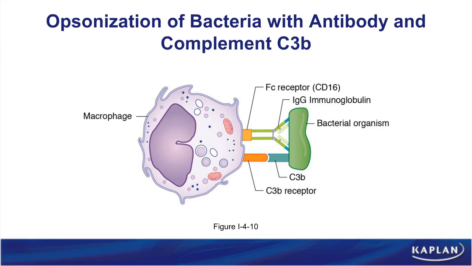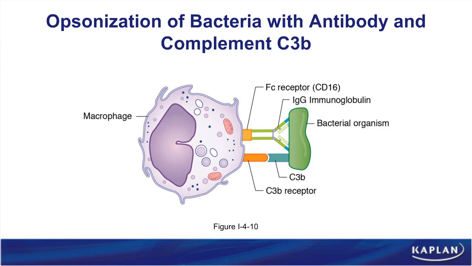We talked about that one being a marker on all T cells. We talked about CD19 as a marker on all B cells. CD16 is important because it's the Fc receptor for specifically IgG. So we sometimes will call this an Fc gamma receptor because it specifically binds IgG.